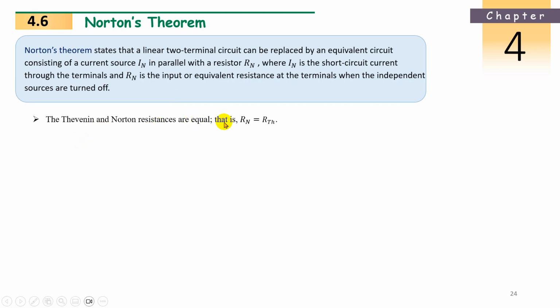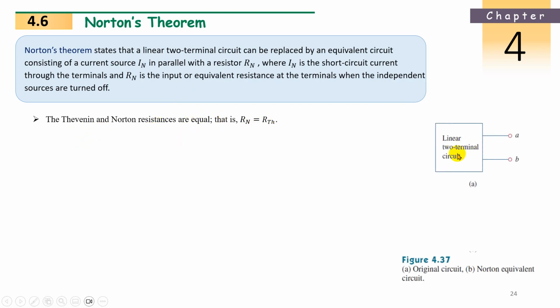The Thevenin and Norton resistances are equal, that is, RN is equal to R Thevenin. See the circuit. This is a linear two-terminal circuit between terminals A and B, on the left side. Whatever the big circuit is, we can make it equivalent to one resistance and one current source. The equivalent resistance is called Norton's resistance, and it is equal to Thevenin's resistance. If you calculate Thevenin's, it is also equal to Norton's resistance. Same procedure, same steps, everything is the same.